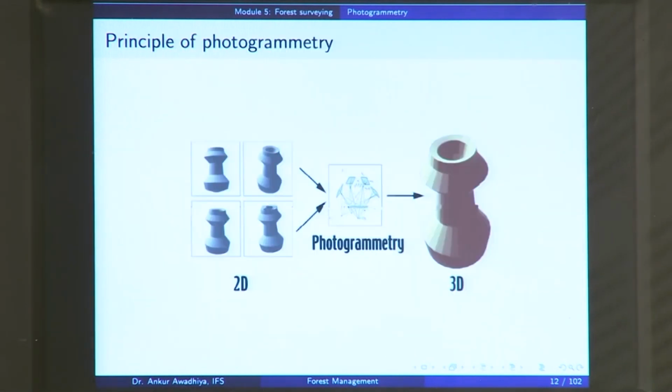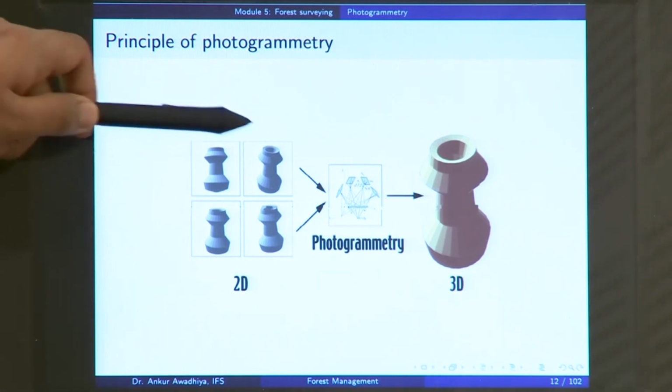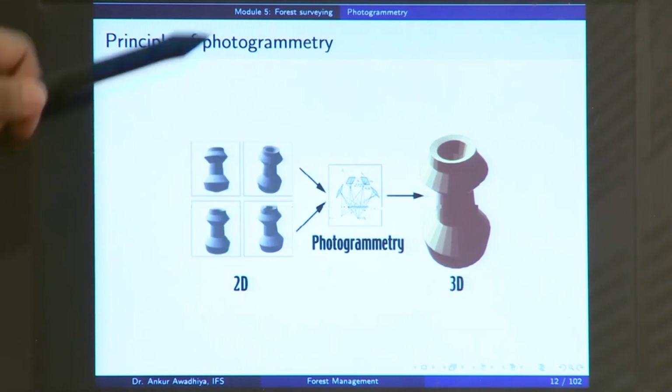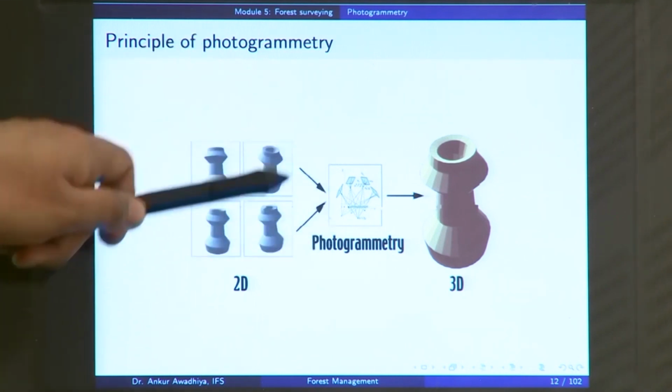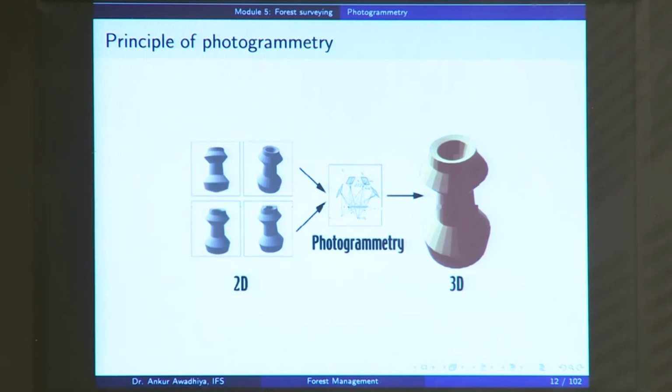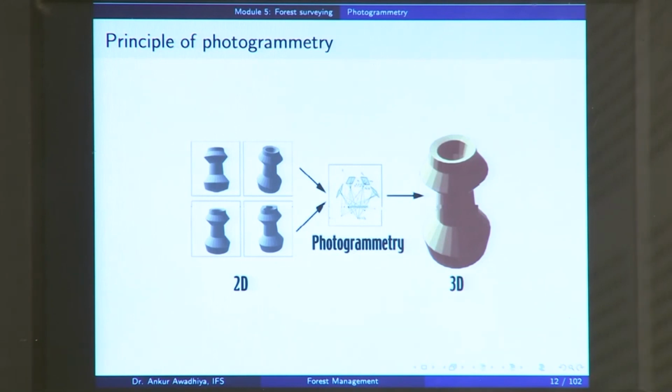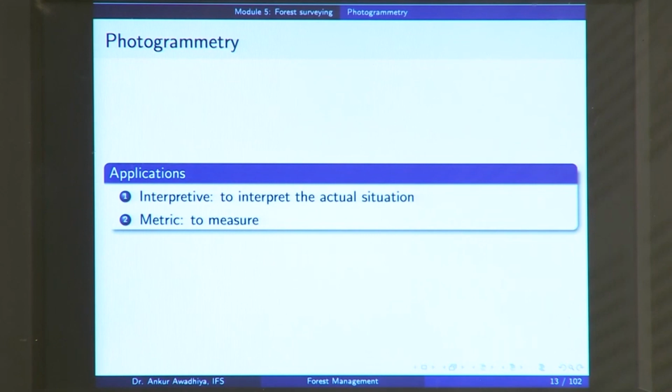So, what we are saying here is that suppose you have this object and you are taking photographs from different locations. Once you have these photographs, which are 2 dimensional representations of this object, you process them mathematically using the technique of photogrammetry, so that you get a 3 dimensional representation of this object. And there are 2 applications of photogrammetry.